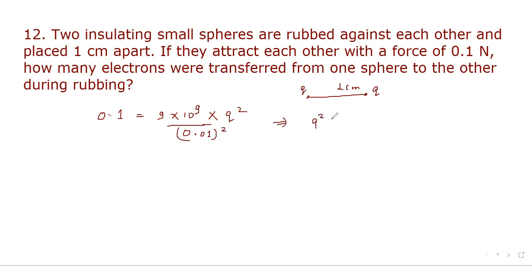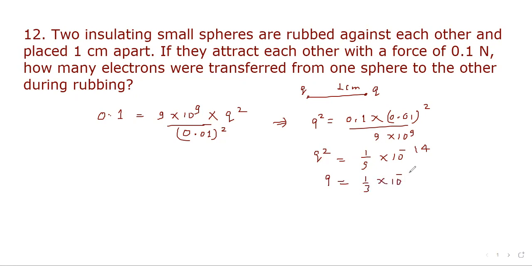So this will give Q square equals 0.1 into 0.01 square divided by 9 into 10 to the power 9. So this will become Q square equal to 1 upon 9 into 10 to the power minus 14. If we take the square root, we will get Q equal to 1 by 3 into 10 to the power minus 7 Coulomb.